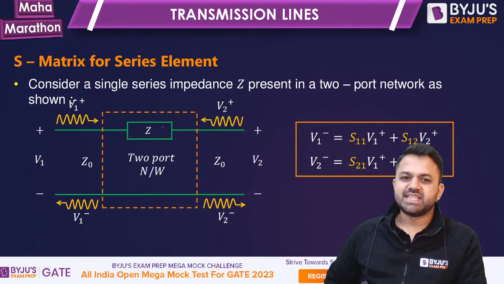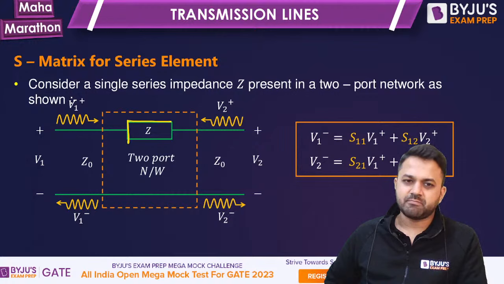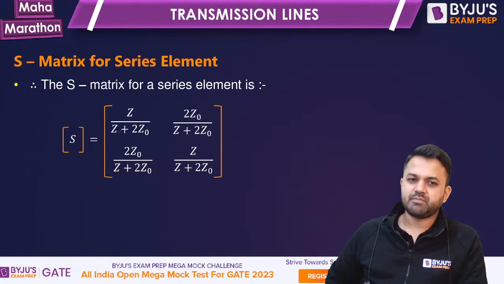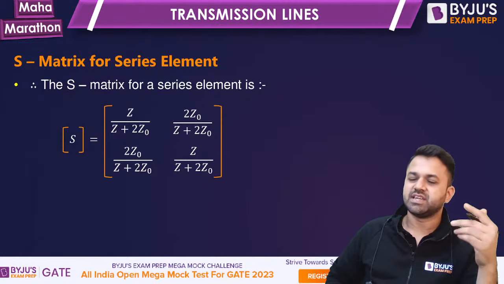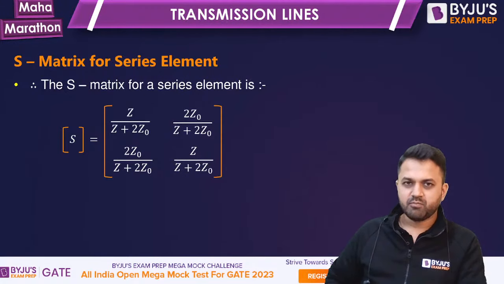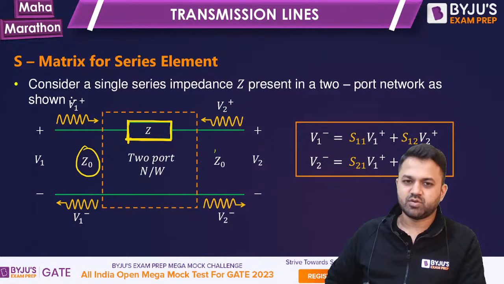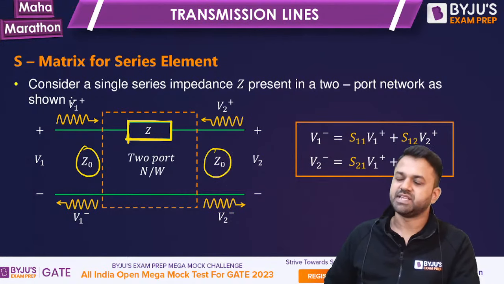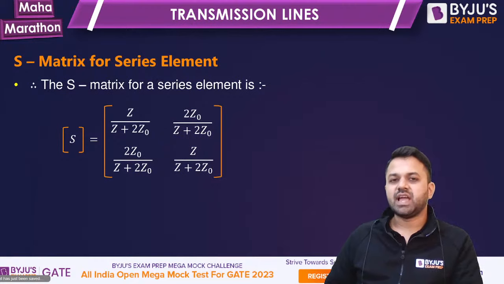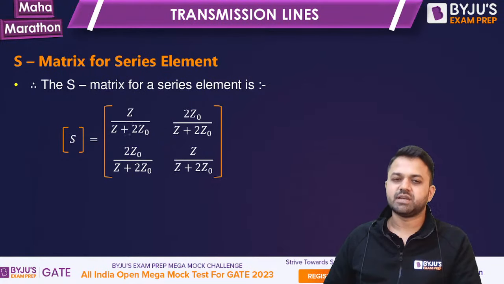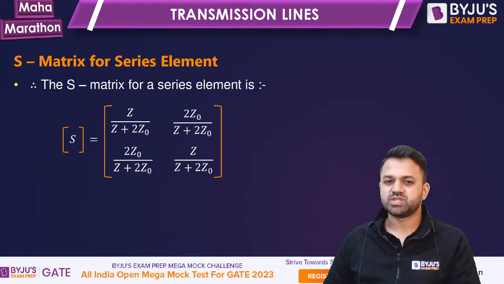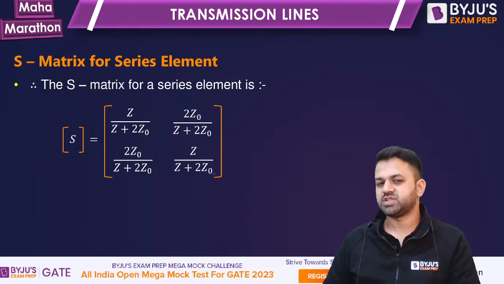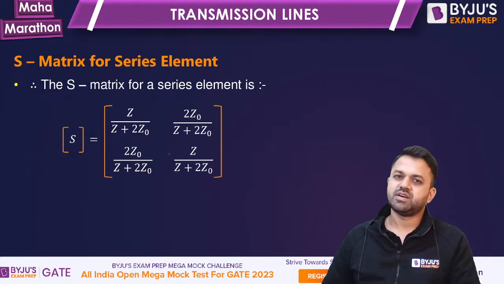The S matrix for the series element: suppose only a single element with impedance Z is placed, then the S matrix is Z upon Z plus 2 Z naught, where Z naught is the characteristic impedance of ports 1 and 2. If both transmission lines have the same characteristic impedance, the series element's S matrix is Z upon Z plus 2 Z naught, 2 Z naught upon Z plus 2 Z naught, 2 Z naught upon Z plus 2 Z naught, and Z upon Z plus 2 Z naught.